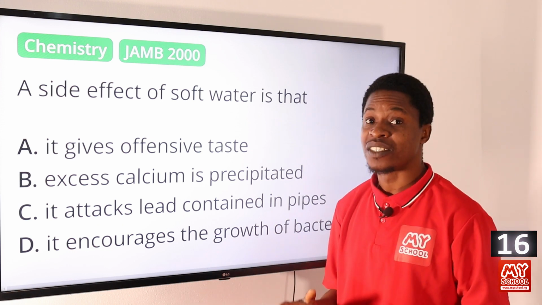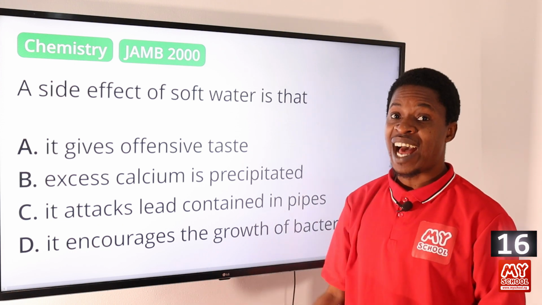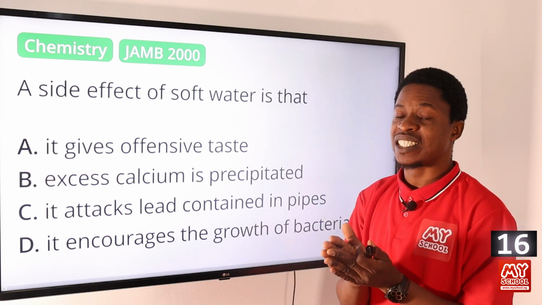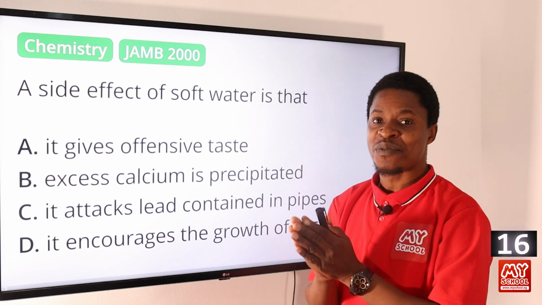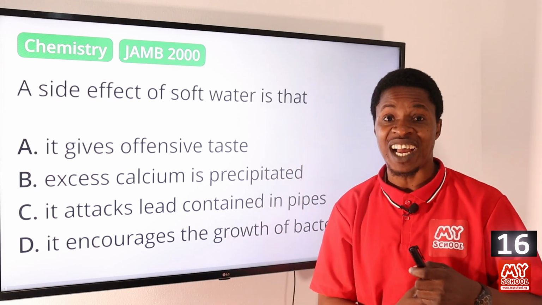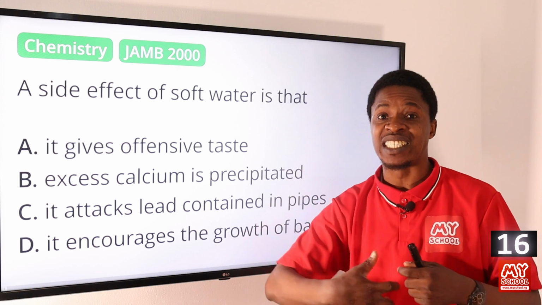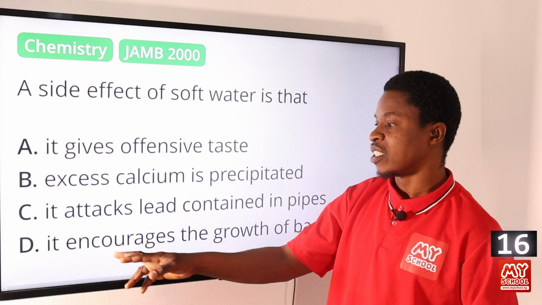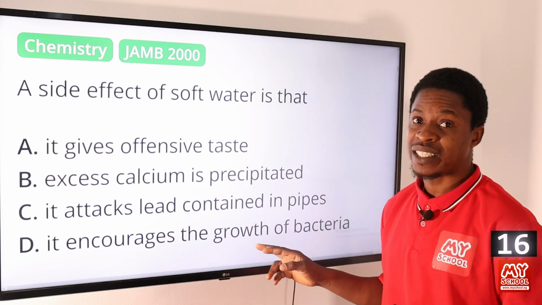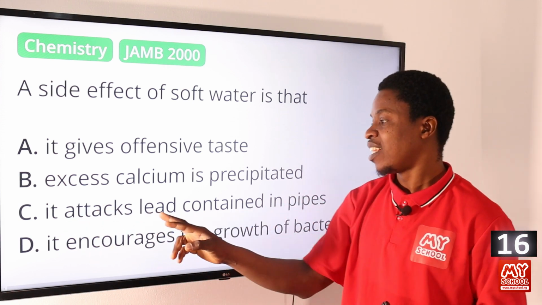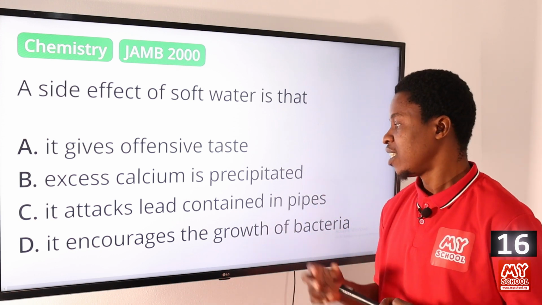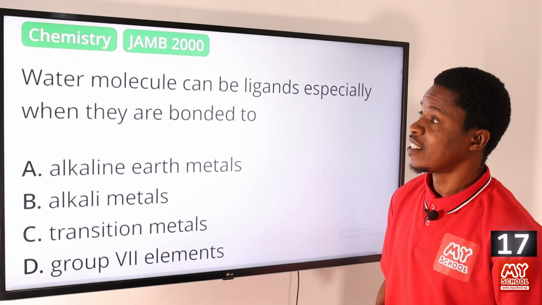Yes, I said that earlier on. Soft water is reactive with lead. So any pipe that is made of lead, you should not run soft water through it. If you run soft water through it, it's going to drag along the lead ions that are present as it moves, and then it's going to attack the lead that is contained. And option D says it encourages the growth of bacteria. No, not at all. So the correct answer is option C, it attacks lead contained in pipes. Let's move on to question number 17.